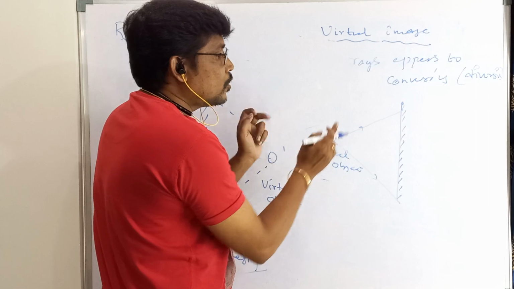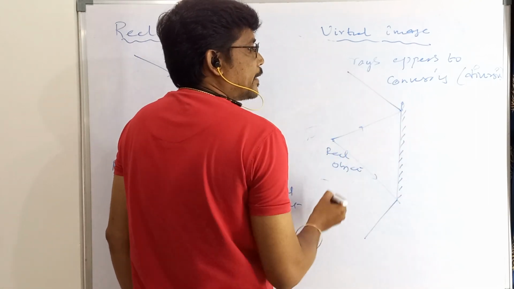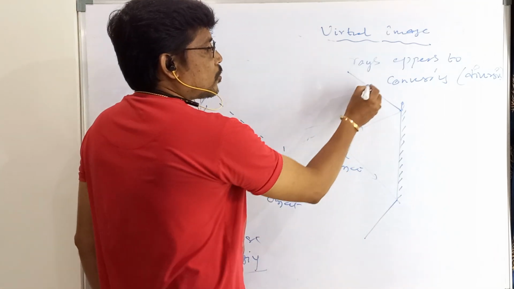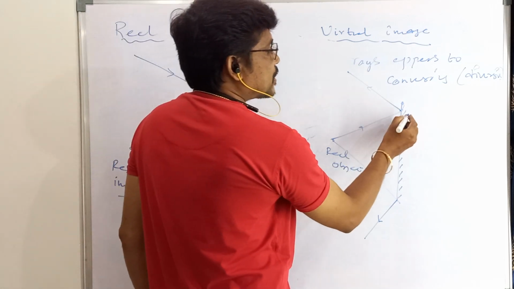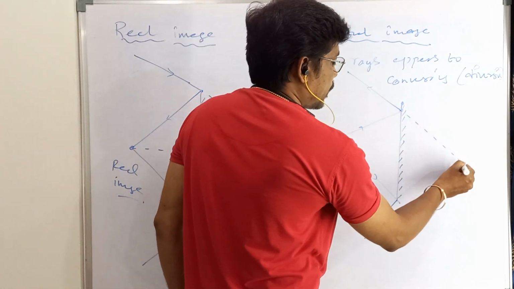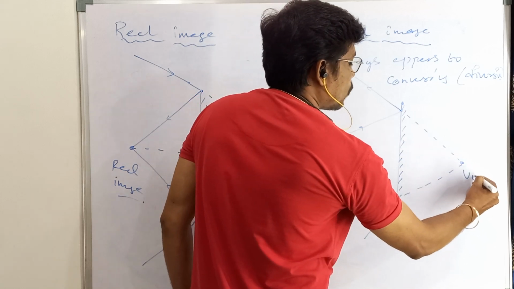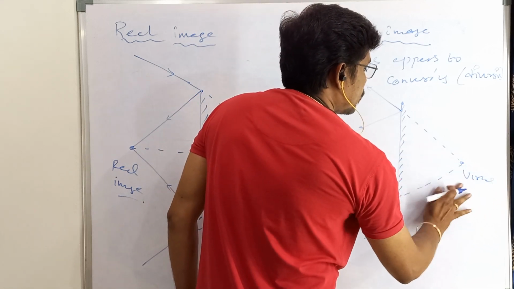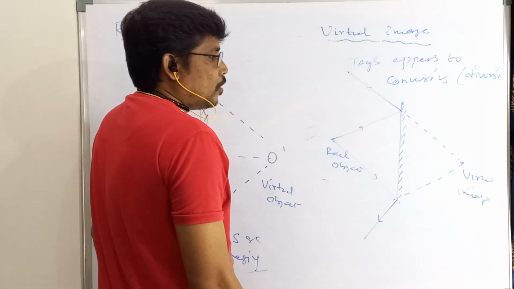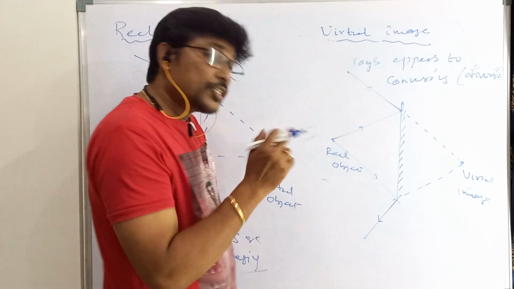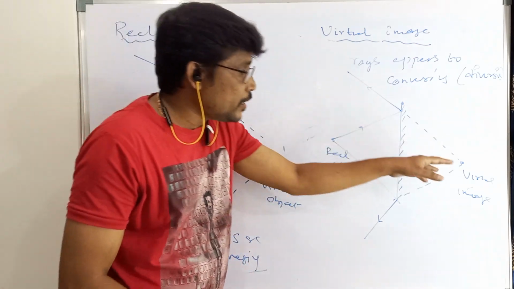This is a real object. Now at this point they are reflected back and it satisfies the laws of reflection. So this is reflected back. Now if you extend these reflected rays, they are meeting at a point. Now this is considered as a virtual image.